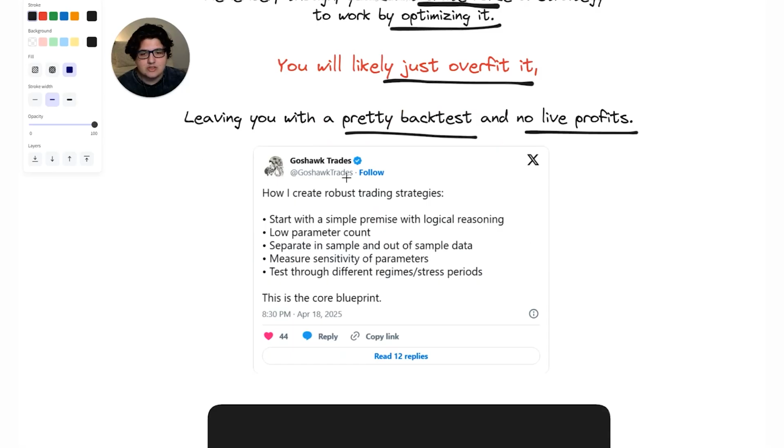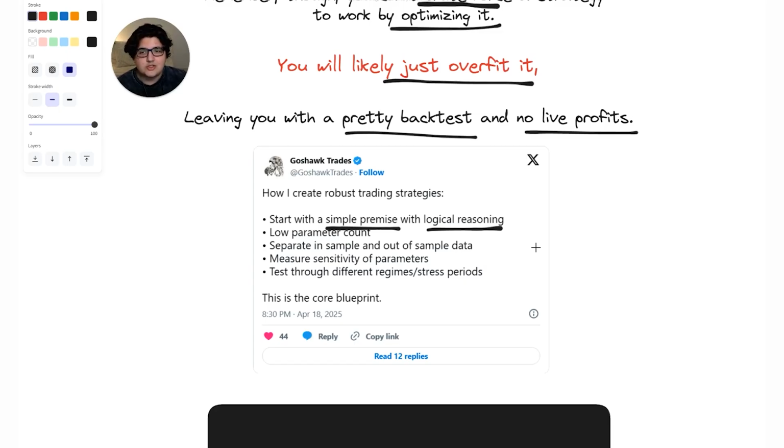Now, I actually did a tweet just recently about how I create robust trading strategies. I think it summarizes it quite simply. Now, this isn't all the steps, but this should give you at least a really good starting premise. Ironically, you want to start with a very simple premise with logical reasoning. So what I'm saying here is to start with a core strategy type or inefficiency.